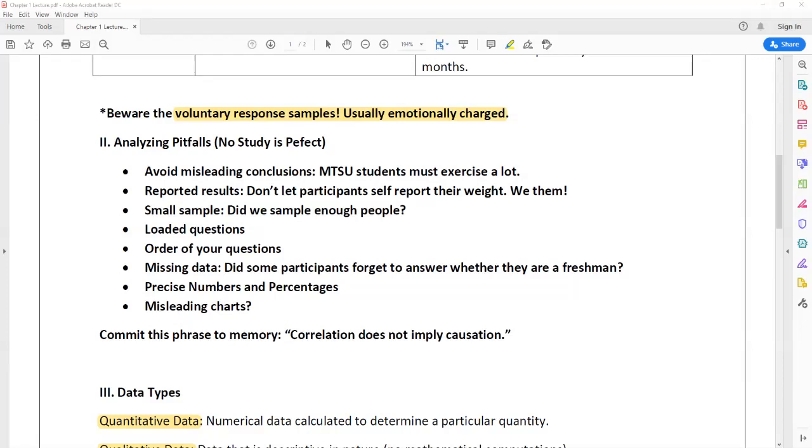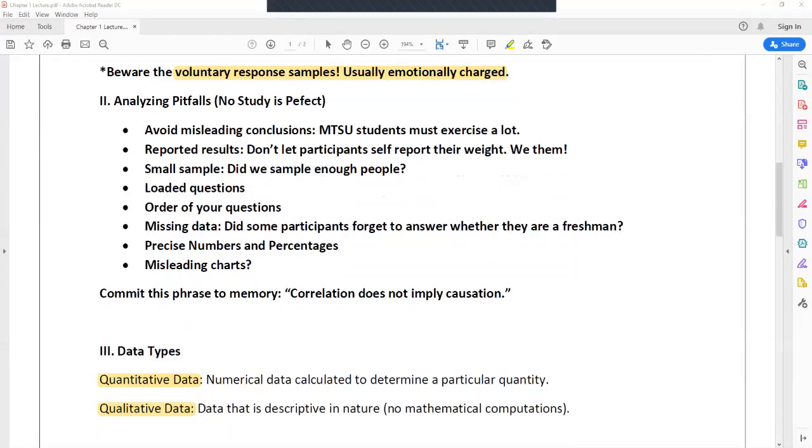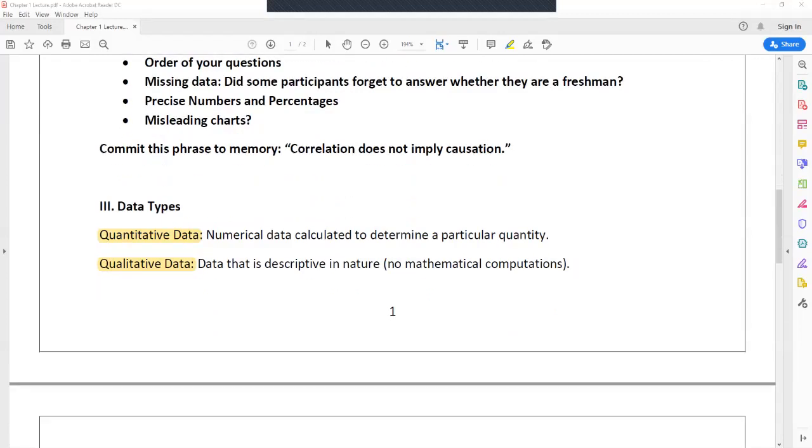And sometimes they make the charts bigger, fatter, different colors to sort of manipulate people. So when you use charts for reporting, make sure that the charts do not distort the true findings. We talked about data types.